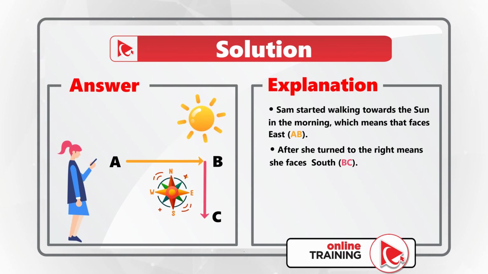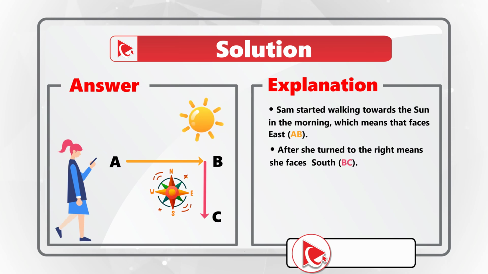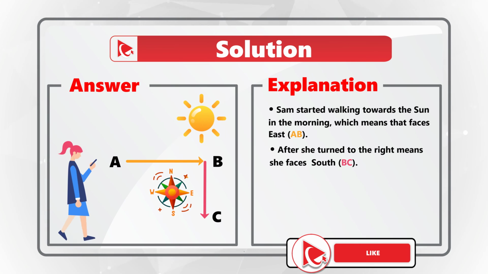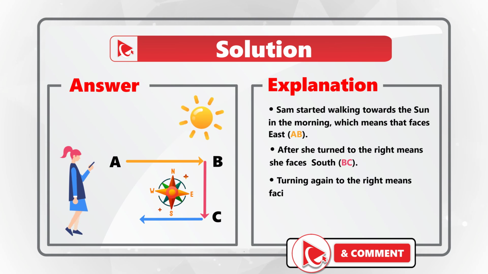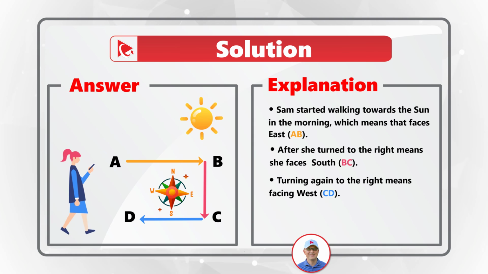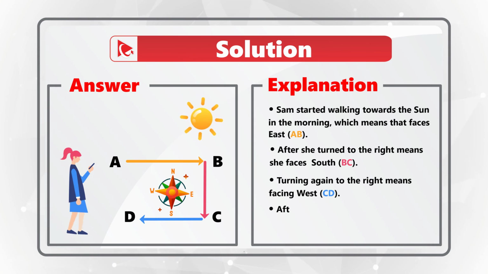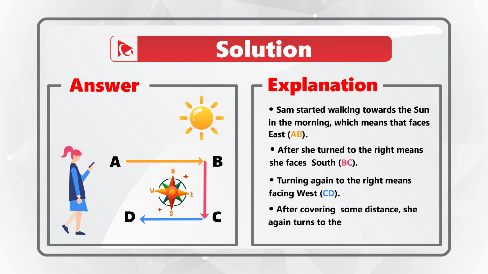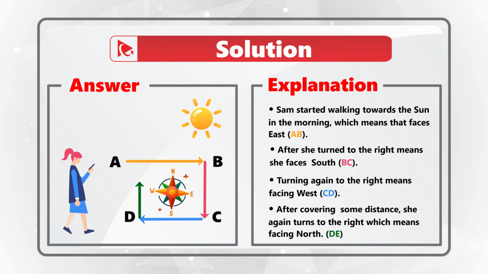If her first direction is shown by the ray AB, after she turns right, it's shown by the ray BC. Turning again to the right means that now Sam is facing west, which is displayed by the ray CD. And then last but not the least turn, after Sam covers more distance, she again turns to the right, which means that now she is facing north, which is shown by the ray DE. So the correct answer here is choice D, north.